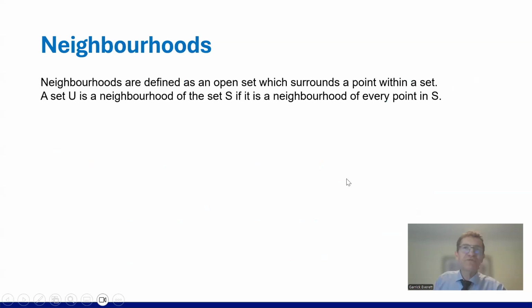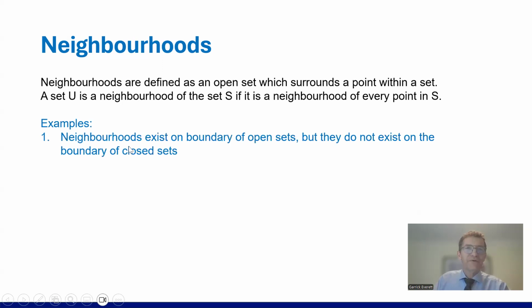Neighborhoods. Now, we've done neighborhoods before, and again, this is revision and expanding on it. Neighborhoods are defined as an open set which surrounds a point within a set. So a set U is a neighborhood of the set S if it is a neighborhood of every point in S. And this will give you a clearer understanding of a neighborhood, because I'll give you what I think are pretty good examples. So neighborhoods exist on the boundary of open sets, but they do not exist on the boundary of closed sets. Well, that's pretty obvious. We've done that before.